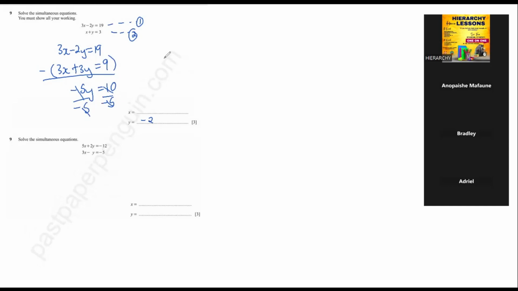So we're going to use the second equation. It will be x plus y is equal to 3, and y is minus 2, so x minus 2 is equal to 3, and then minus 2 goes that side, so x is equal to 3 plus 2, which equals 5. So x is equal to 5. Right. Okay, thank you, Arno.